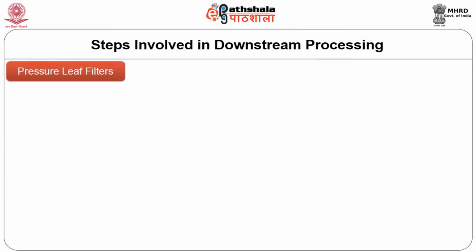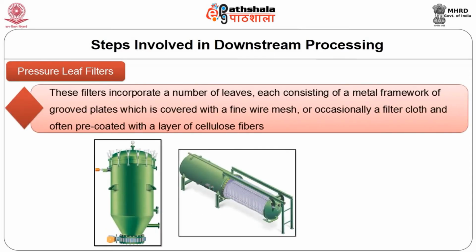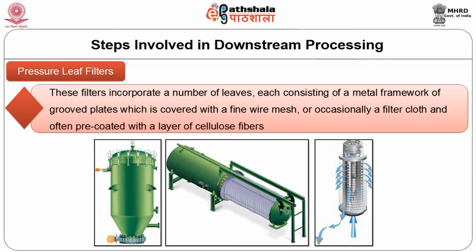Pressure leaf filters incorporate a number of leaves, each consisting of a metal framework of grooved plates which is covered with a fine wire mesh or occasionally a filter cloth and often pre-coated with a layer of cellulose fibers. There are three common types of pressure leaf filters.